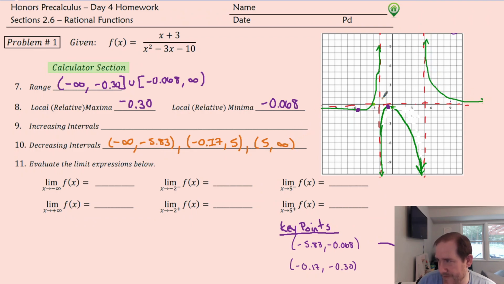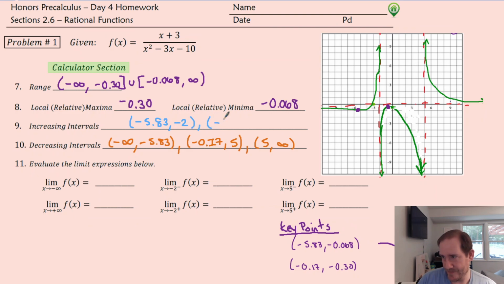So we've got 3 decreasing intervals. And we're going to have 2 increasing intervals. And they're just going to be all the stuff between these. So we kind of know that we're going to start from this min and stop at the asymptote. So we'll start at the negative 5.83. And we'll increase until we get to x equals negative 2.